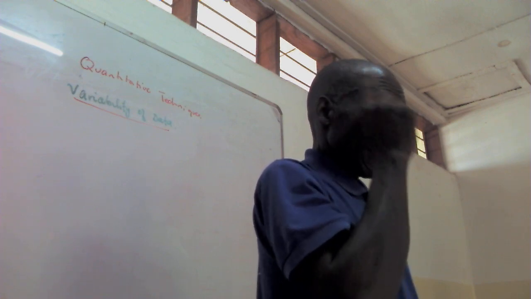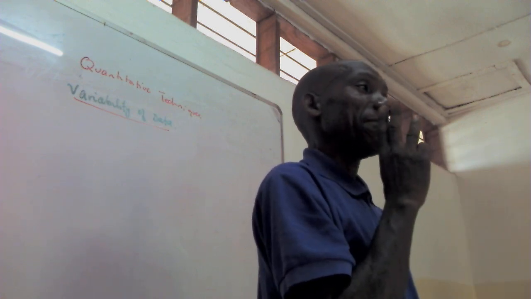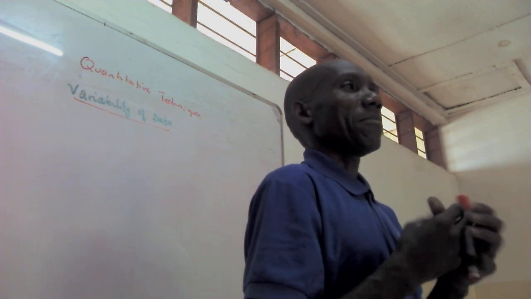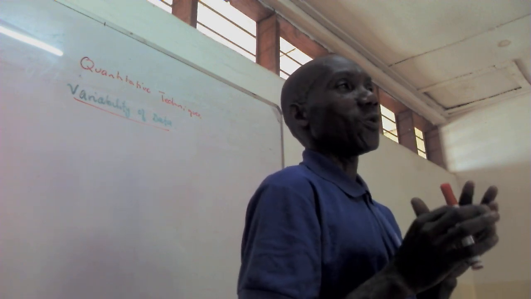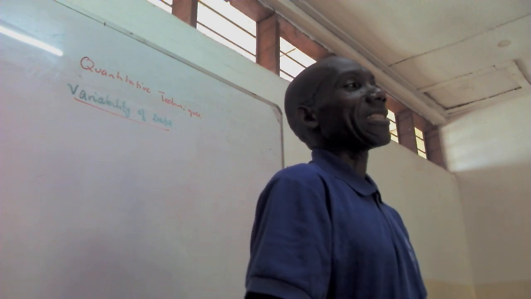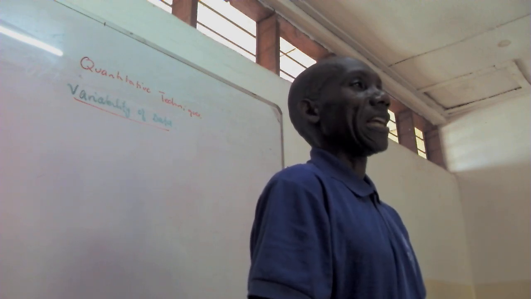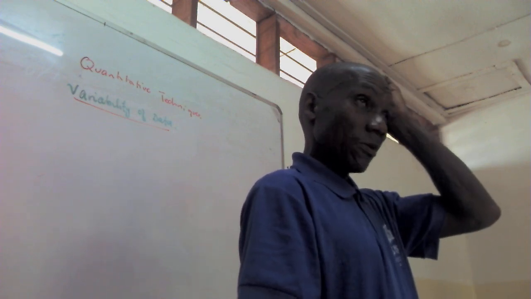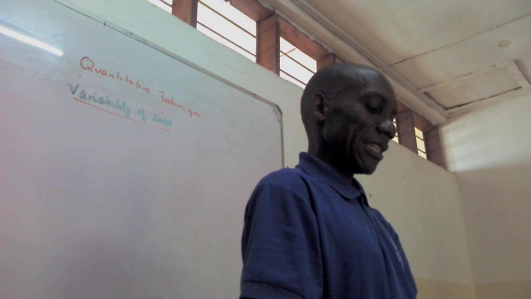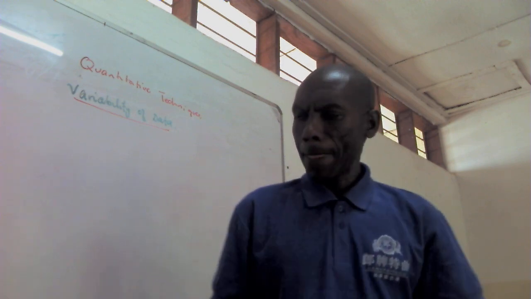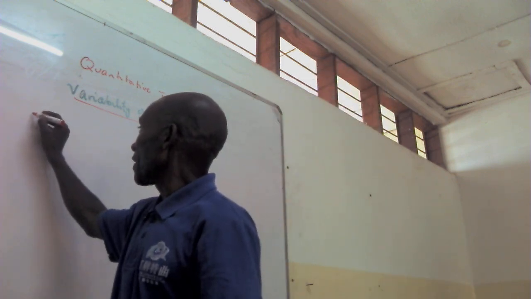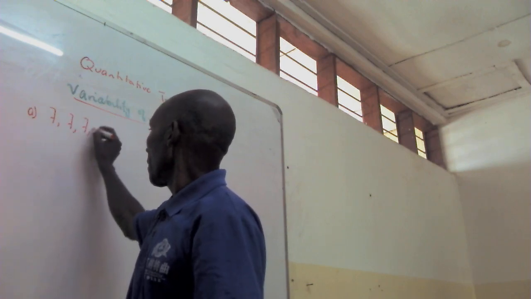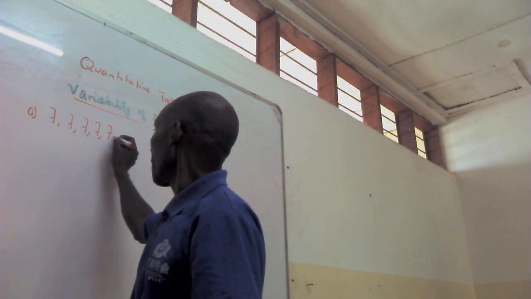I'll give you an example. I'll give you three data sets, because where we will be leading to is what is called standard deviation and variance. But as it is now, let's start with these three data sets. Assume this data A: 7, 7, 7, 7, 7.